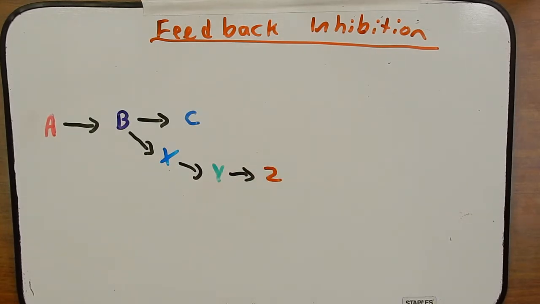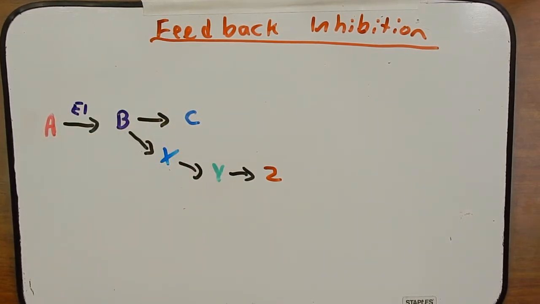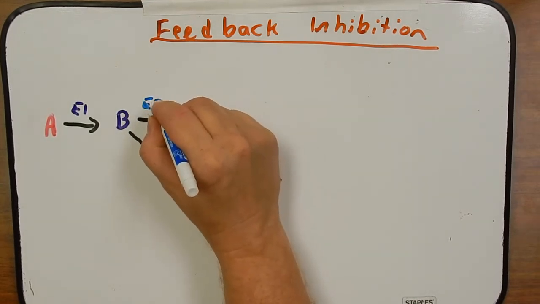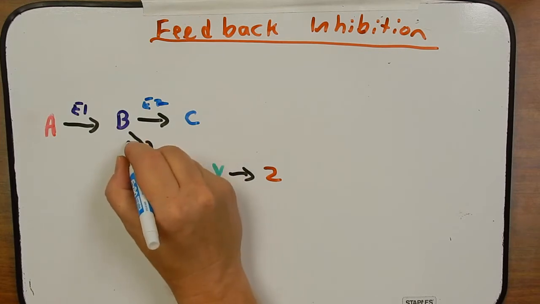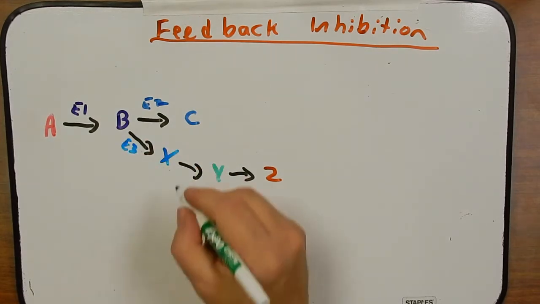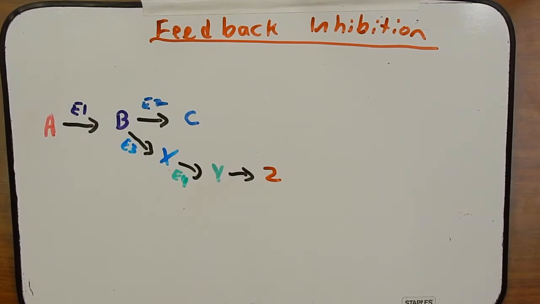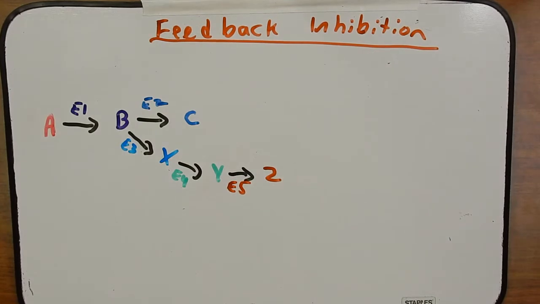Each of these steps are controlled by an enzyme. So enzyme 1 makes the product B. We'll say enzyme 2 makes product C. Enzyme 3 makes product X. Enzyme 4 makes product Y. And as I'm sure you will be shocked to find out, enzyme 5 makes product Z.